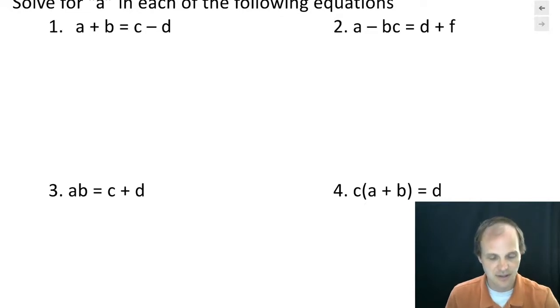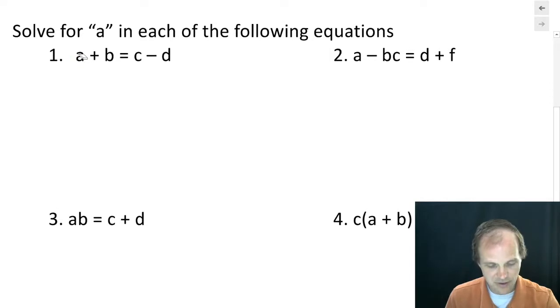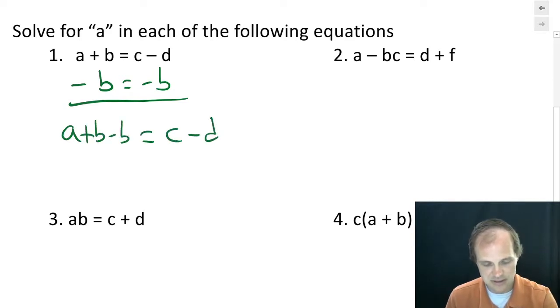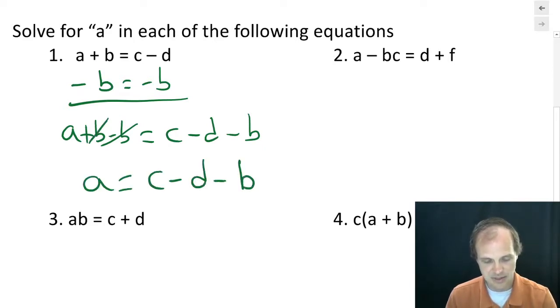All right. This one, pretty straightforward. We're just going to subtract b from both sides. And so we get a plus b minus b is c minus d minus b. These guys cancel. We get a equals c minus d minus b.